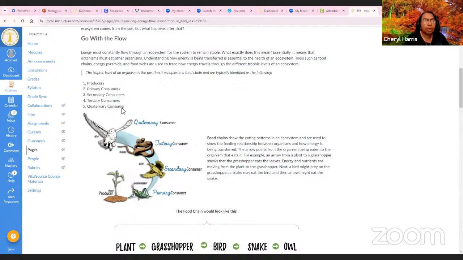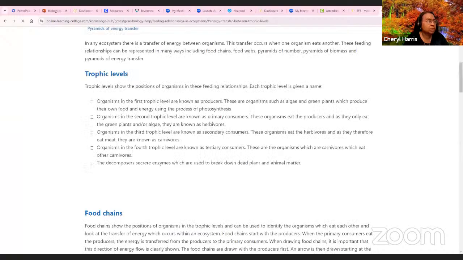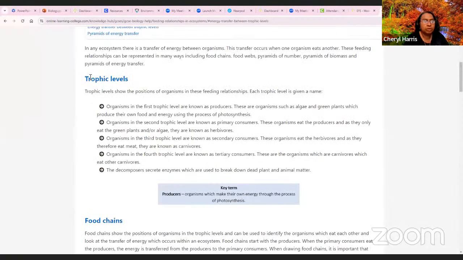What I'd like for you to do, because you have these here but they don't have any definitions with them, is copy. You all write this title, trophic levels, and then copy this information in your notes, because you need to know how to define each of those.